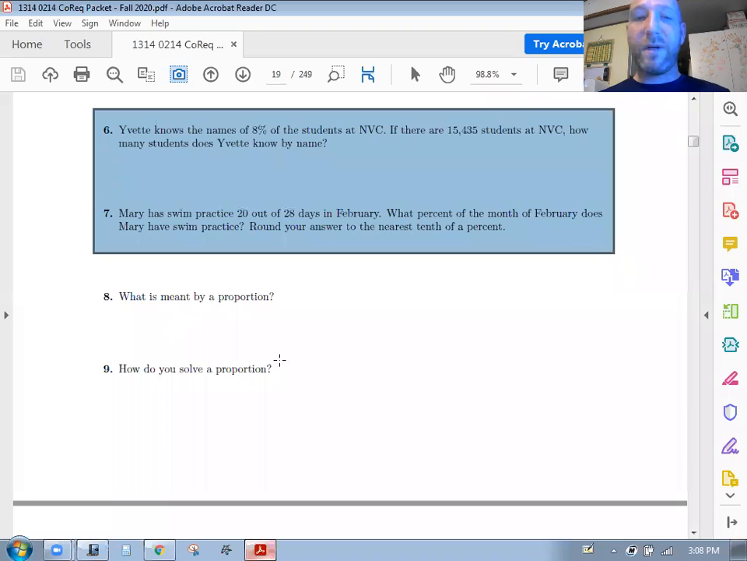All right. What is meant by a proportion? All right. Well, it's ratios. You have 2 ratios equal to one another. All right. How do you solve a proportion? Well, you set the ratios equal to one another. If you know 3 out of the 4 items, you solve.